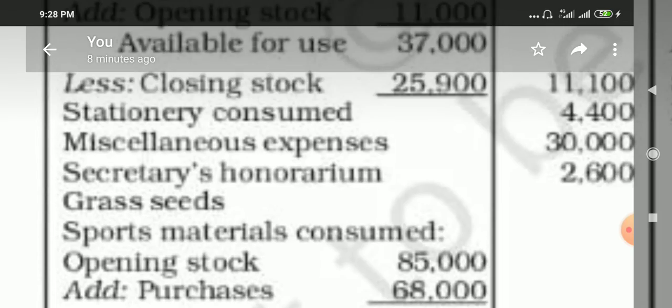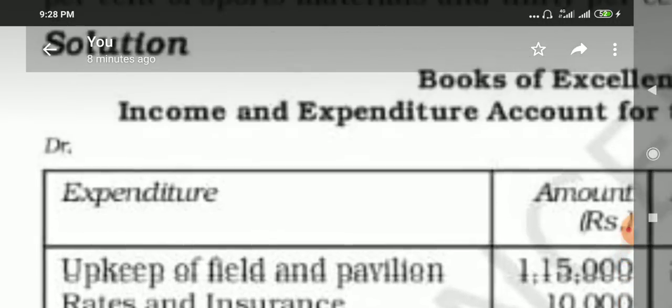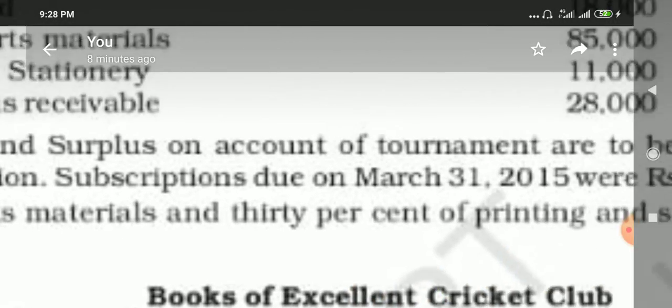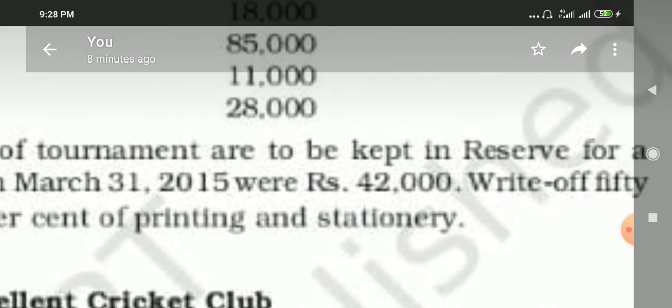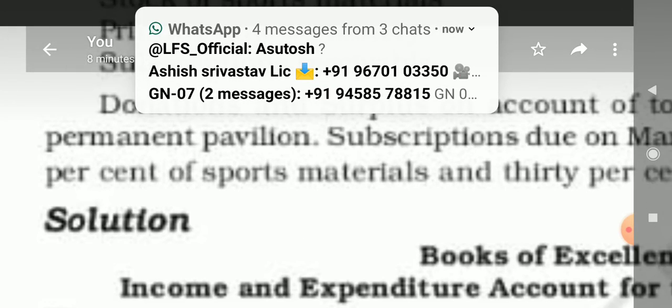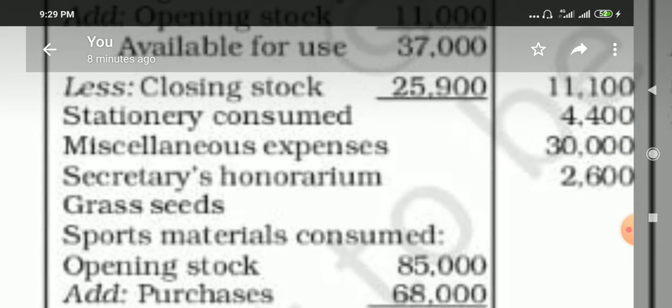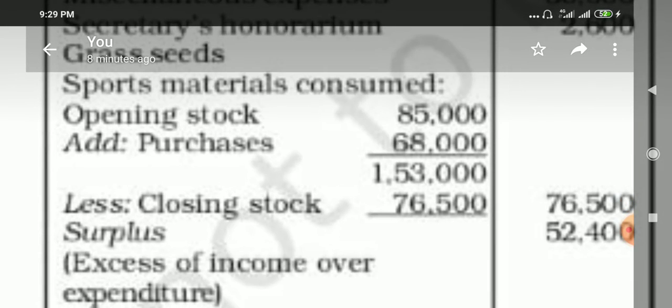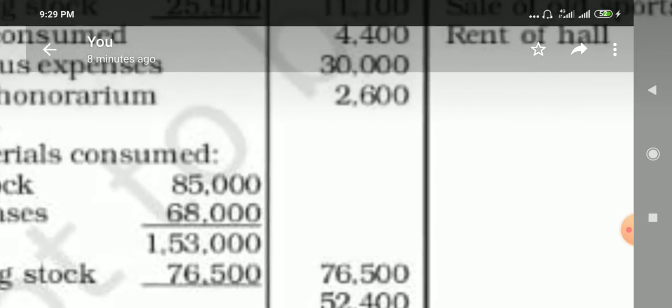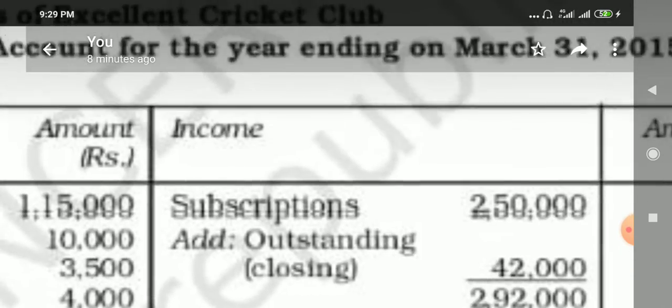Then in additional information, 50% written off. Here just see 50% written off of sports material. Then calculate the 50% write-off, and the difference amount is the closing. Okay, then go for the income side.